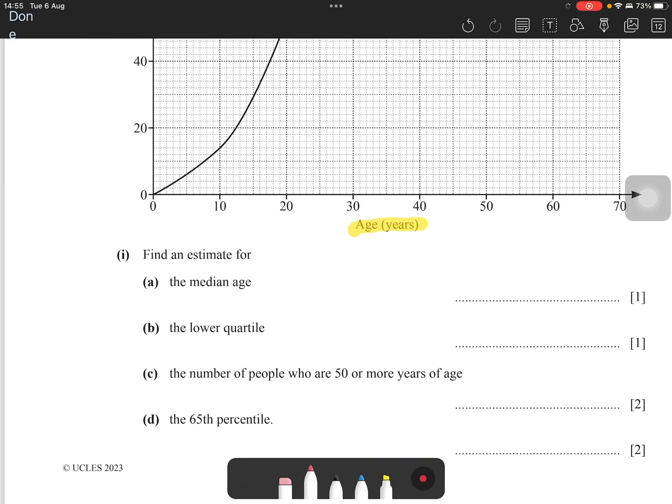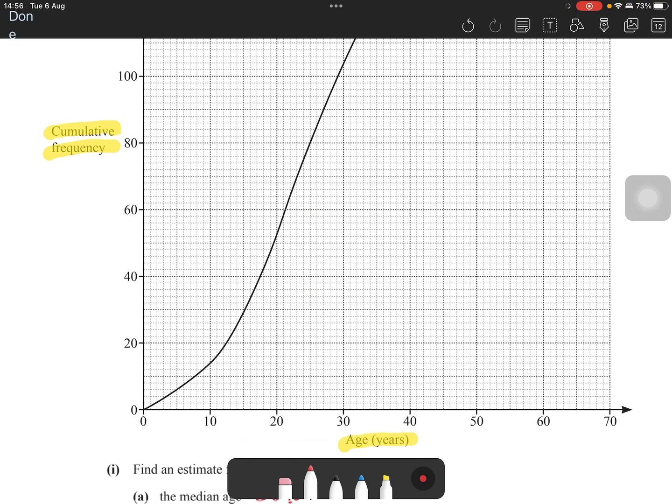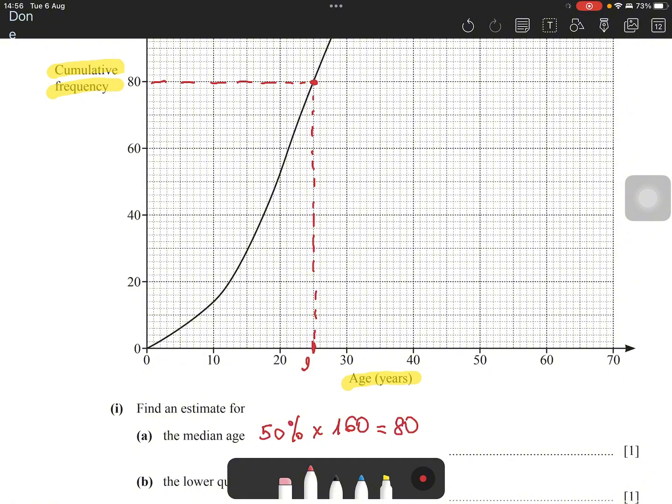You know the median age means the 50th percentile of the total 160, which means we find the 80. So we'll start from 80 and then we move to the right. Then we move down. So the median age is something between 20 and 30, which is 25.